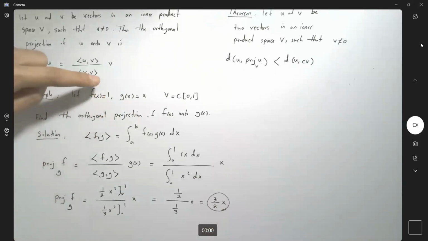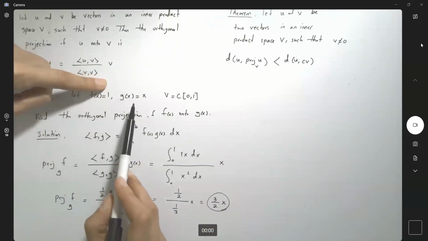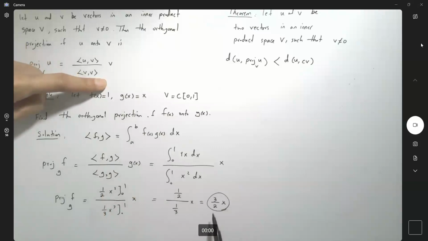So the projection of function f onto function g gives you a linear function 3/2 x.